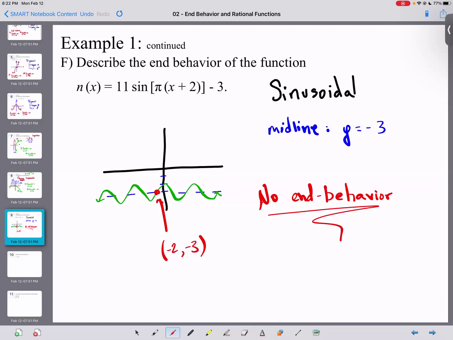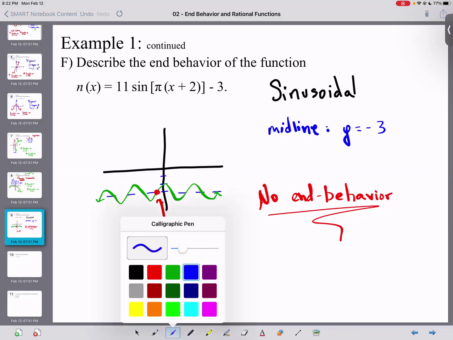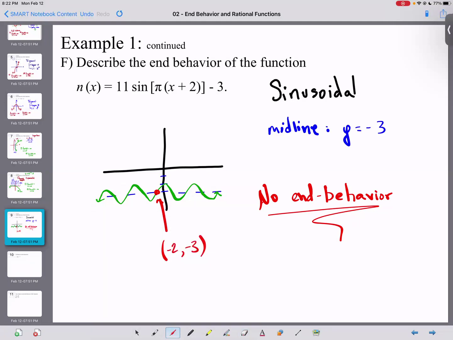Negative infinity. Well, if it weren't sine, I'd agree with you. That arrow would typically mean that. But sine is a wave, so will it go down like that? No. What happens? It just goes on forever. It just continues to make wave after wave after wave. This would have no end behavior because the function oscillates.